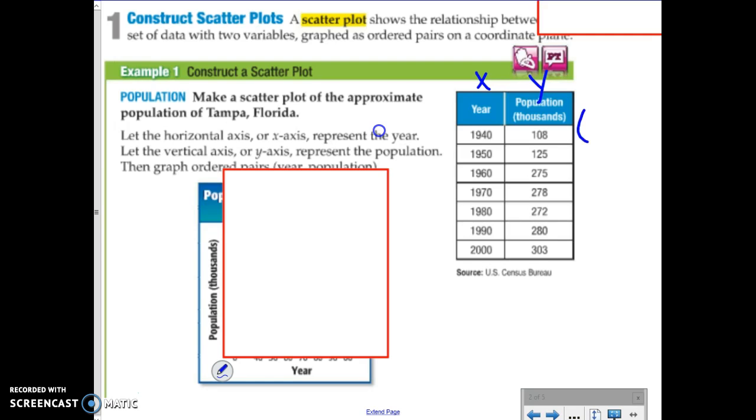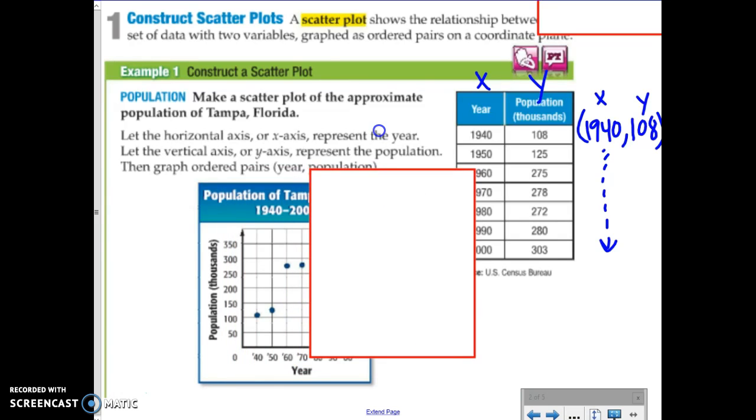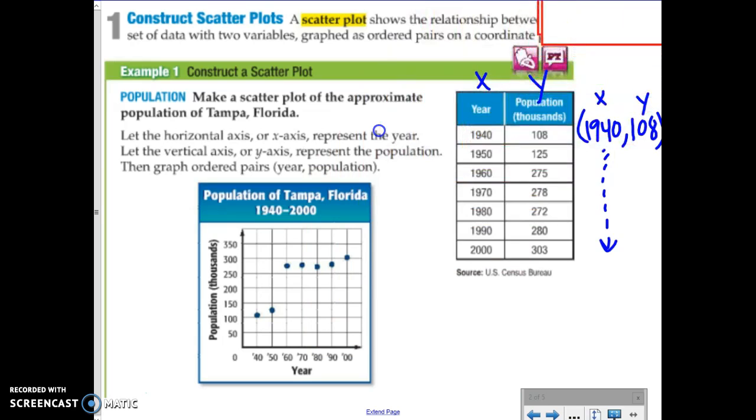So I can start here and view these as (1940, 108), because I know that this is my x-coordinate, this is my y-coordinate. I can continue to do that for the rest of the chart there. Okay. Then it says graph the ordered pair (year, population). That's exactly what we've done over here to the right. So here they come to the first one. We have 1940, and we move up to 108, which is going to be slightly above 100, and they graph that point. Okay. They continue to do that for the rest of them, and that's how you're going to construct your scatter plot.